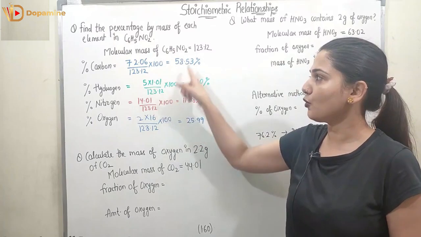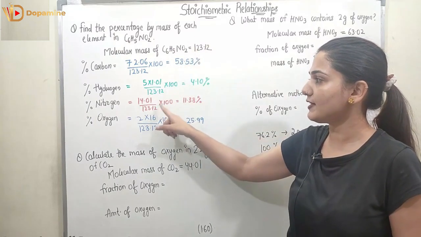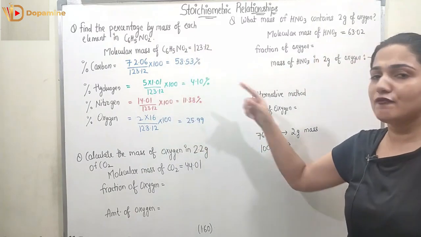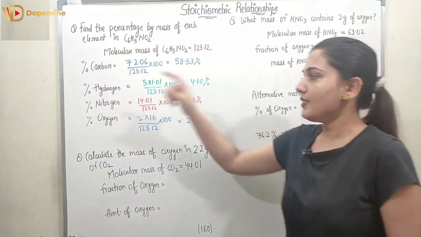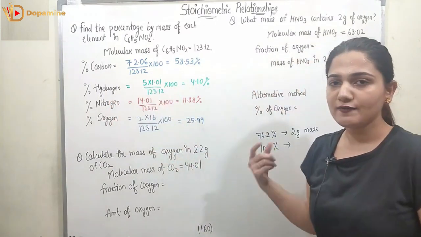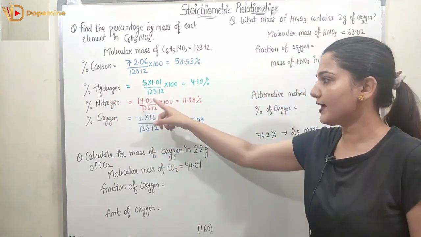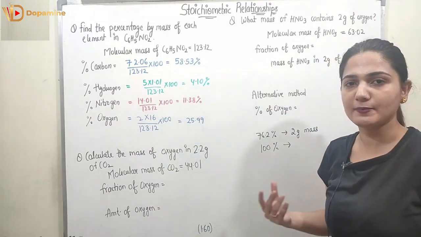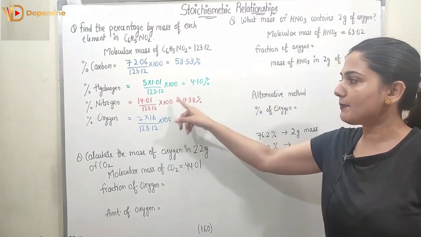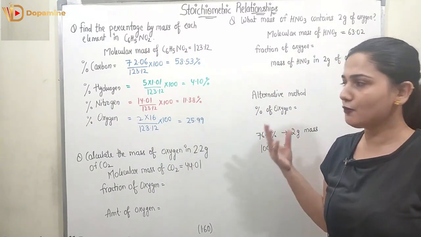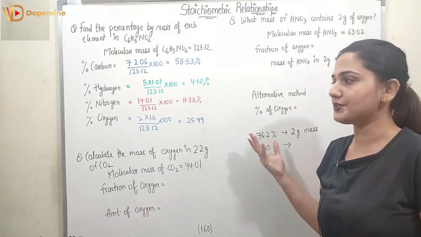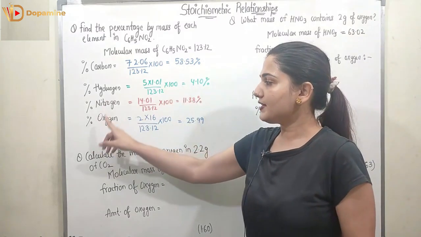is 1.01, upon the total mass of the molecule, which is 123.12, into 100, which is 4.10%. Now similarly we can find out the percentage of nitrogen. We know the mass of nitrogen is 14.01, which is divided by 123.12, multiplied with 100, and similarly I can find out 11.38%.